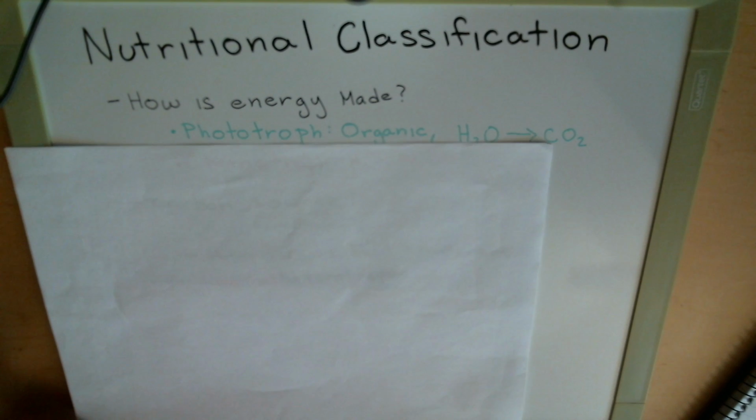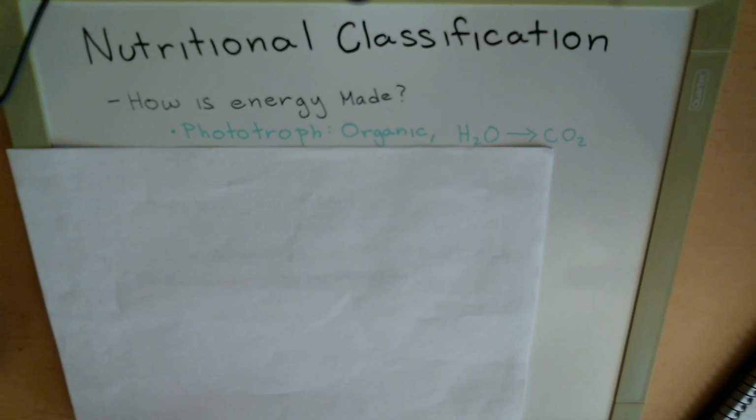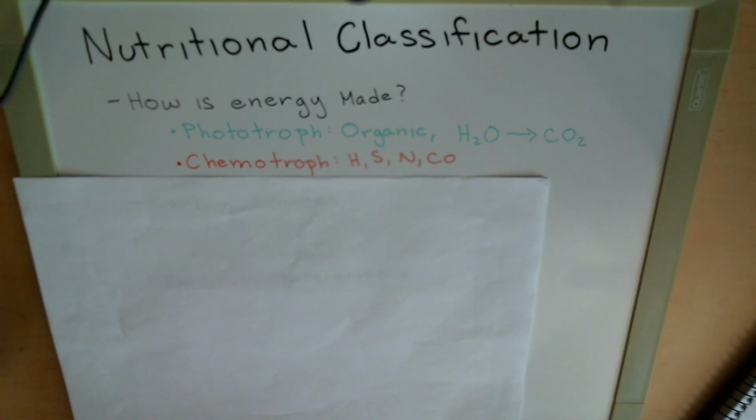In the case of phototrophs, they use organic materials such as fatty acids and carbohydrates. They can also use water, and by converting it to CO2, generate energy for themselves. Whereas chemotrophs have to use molecules that contain hydrogen, sulfur, nitrogen, and carbon monoxide in order to generate energy. The way that they would do that is by putting the molecule that has one of these substances in it through oxidative reductive reactions, and at the end of it all, create energy for themselves.